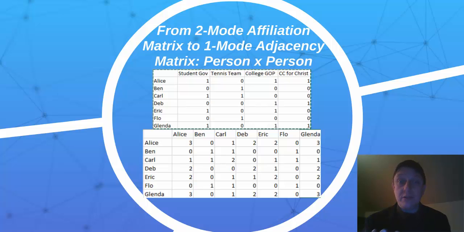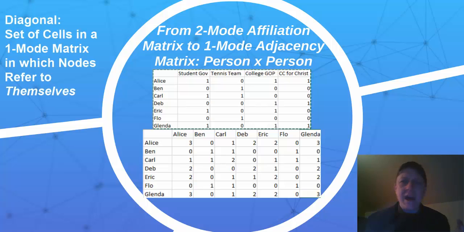Well, one thing we can do is think about the diagonal of this network. What is a diagonal? It is a node's association with itself. How many groups does a node share with itself? Well, the number of groups that the node is a member of. So let's take a look at the top matrix. Alice is in the student government, the college GOP, and the campus crusade for Christ, right? She's in 3 groups. She shares 3 groups with herself. Oh, okay. That's just a complicated way of saying she's in 3 groups. So notice she has a 3.